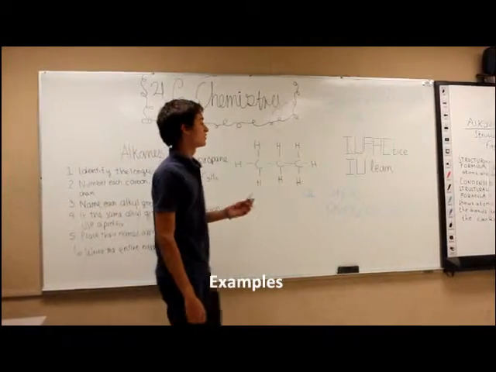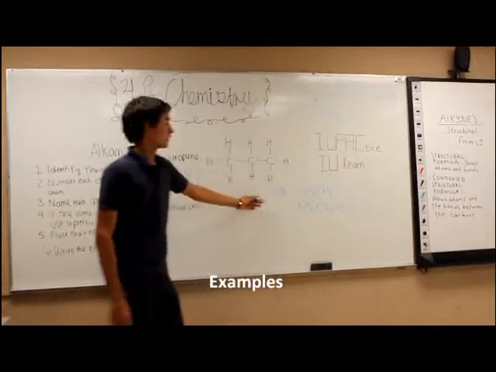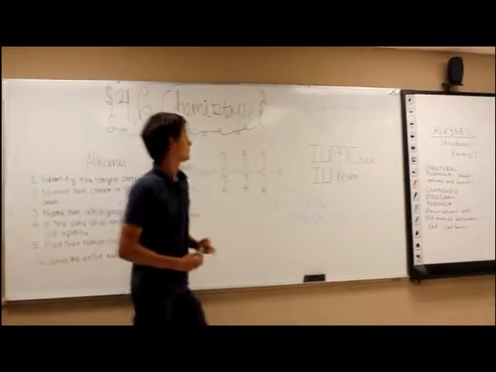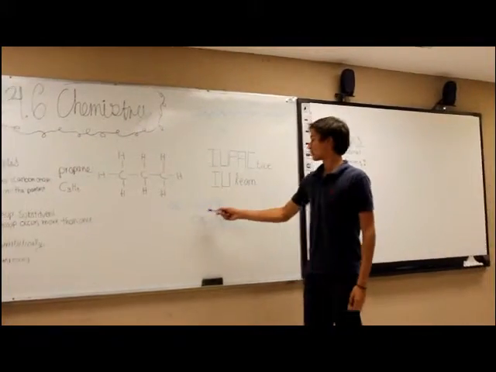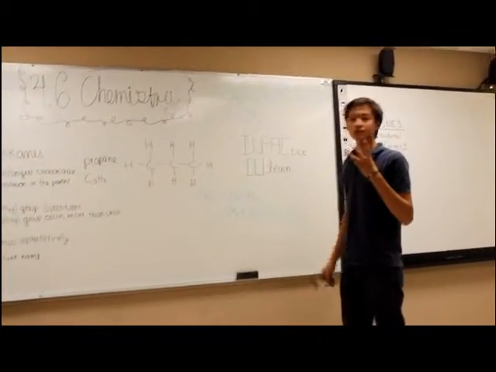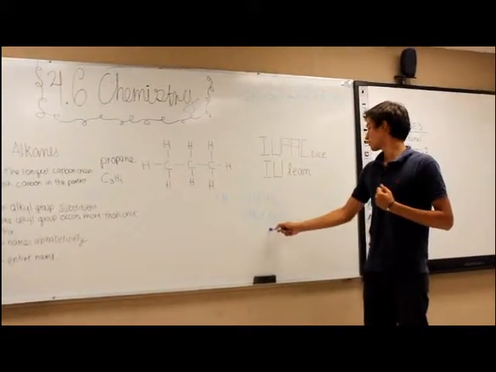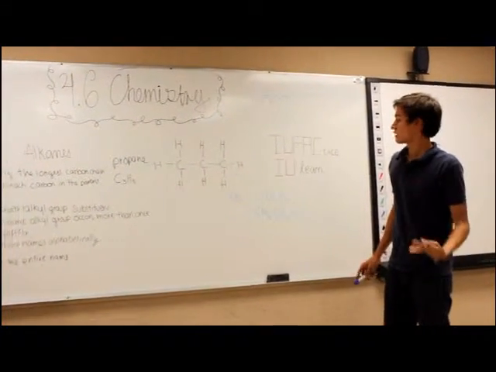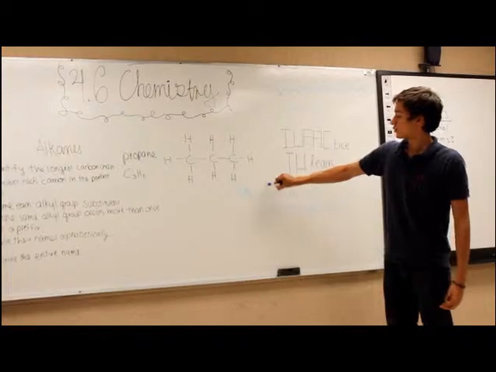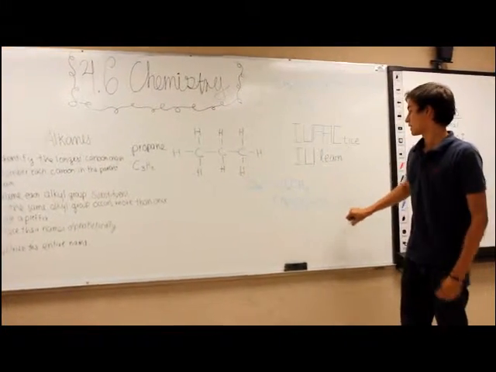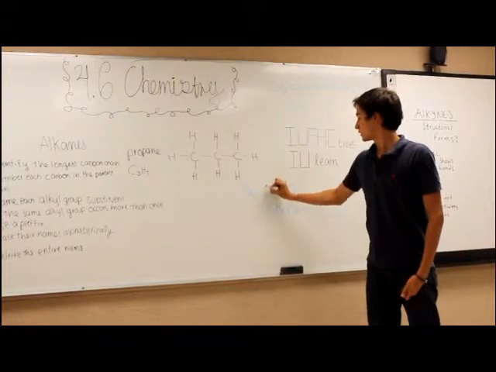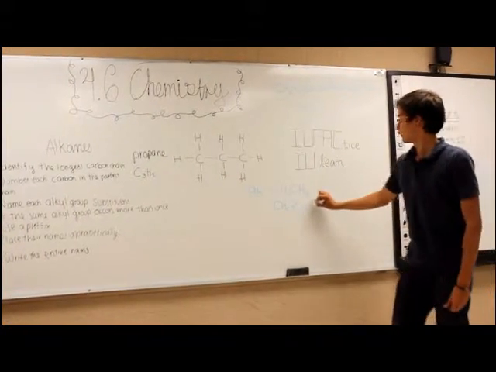Now, I'm going to teach you some examples. The first step is to identify the longest carbon chain. So, here's one: 1, 2, 3. It's only composed of 3. Here's another one: 1, 2, 3, 4. It's only composed of 4. But there's another one that's larger. This one: 1, 2, 3, 4, 5, and 6. So, our parent chain will be this one.